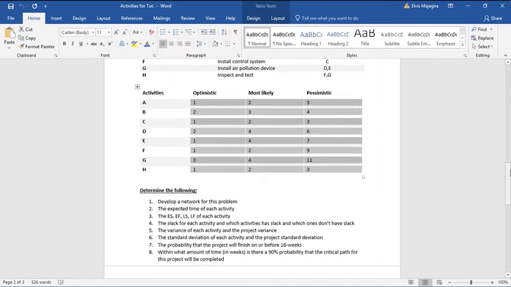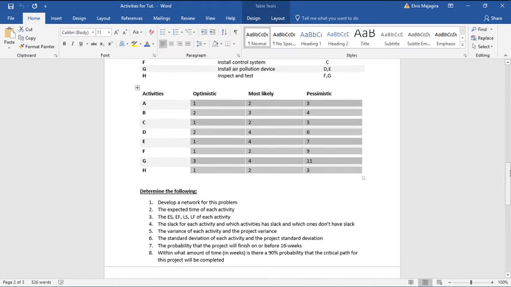I hope I'm slow enough, and like me, this is a video. If you got lost or confused somewhere, you can always go back. We've answered our question 3. Now question 4 asks for the slack for each activity, and which activities have slack and which ones don't.